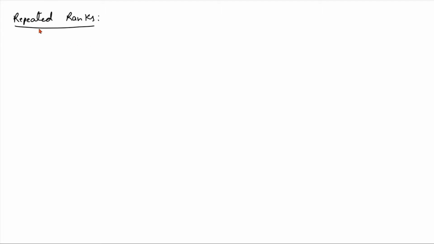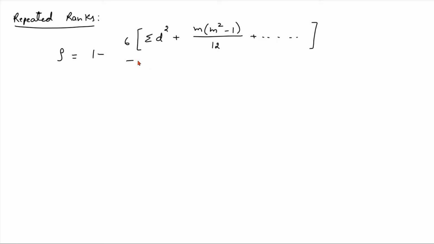Whenever you have to find the rank correlation with repeated ranks, what is the formula? Rho is equal to 1 minus 6 times the summation of d square plus m times (m square minus 1) divided by 12, plus this process will be continued. However many values are repeated, that many terms we will get. It is all divided by n times (n square minus 1).